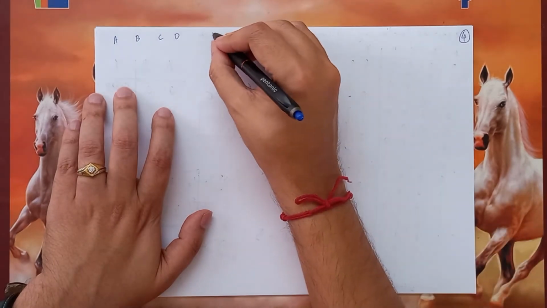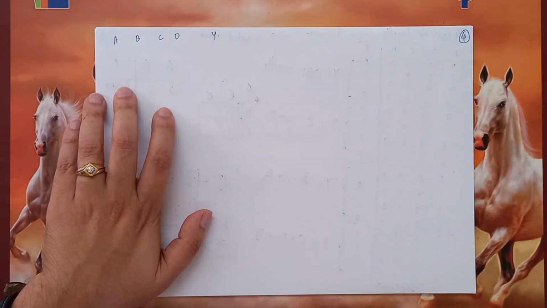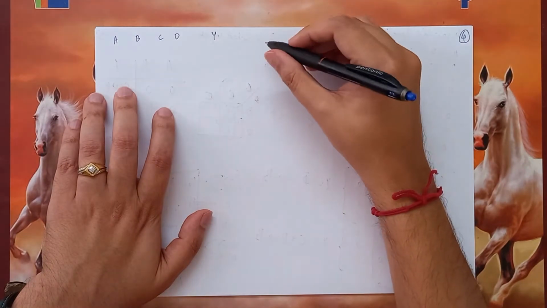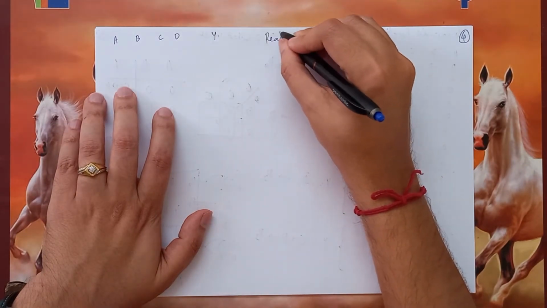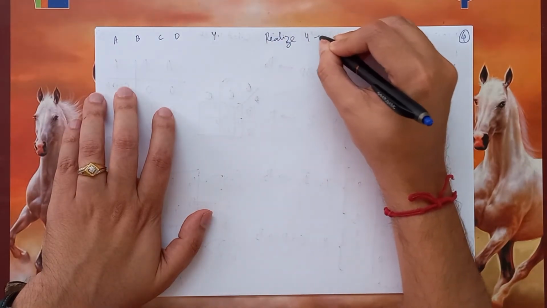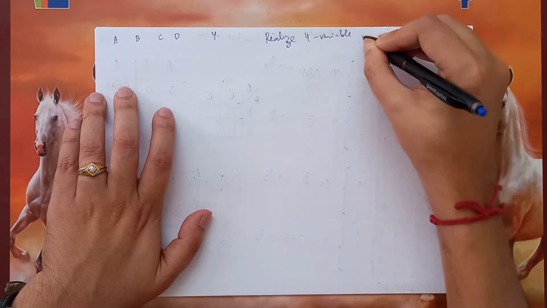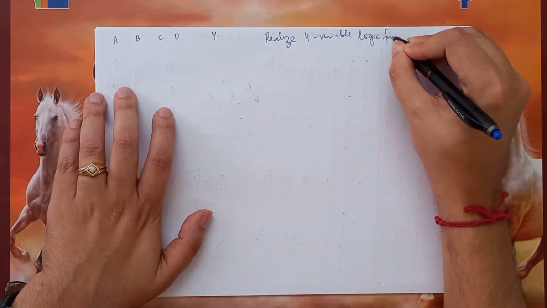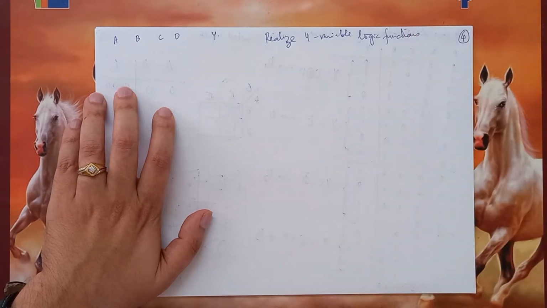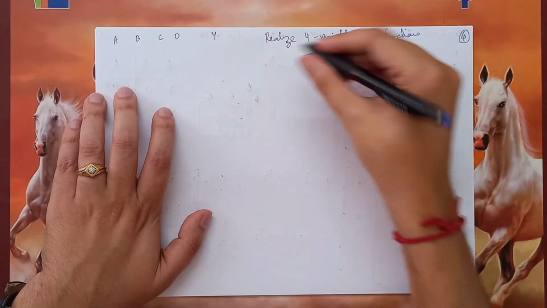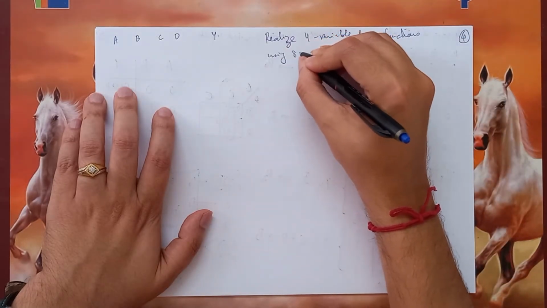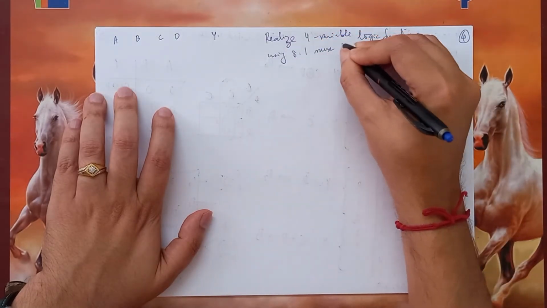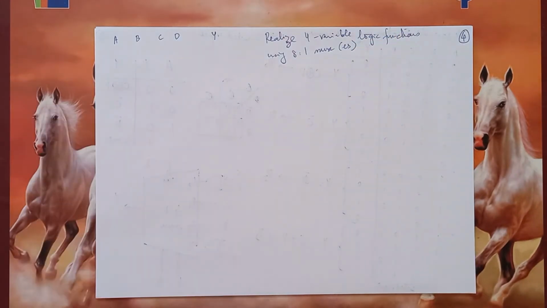Number of variables in the input are again 4 and there is one output. So let us say I want to realize 4 variable logic function(s) using 8:1 mux(es). So I can use more than one mux. That's why I put ES plural in bracket.